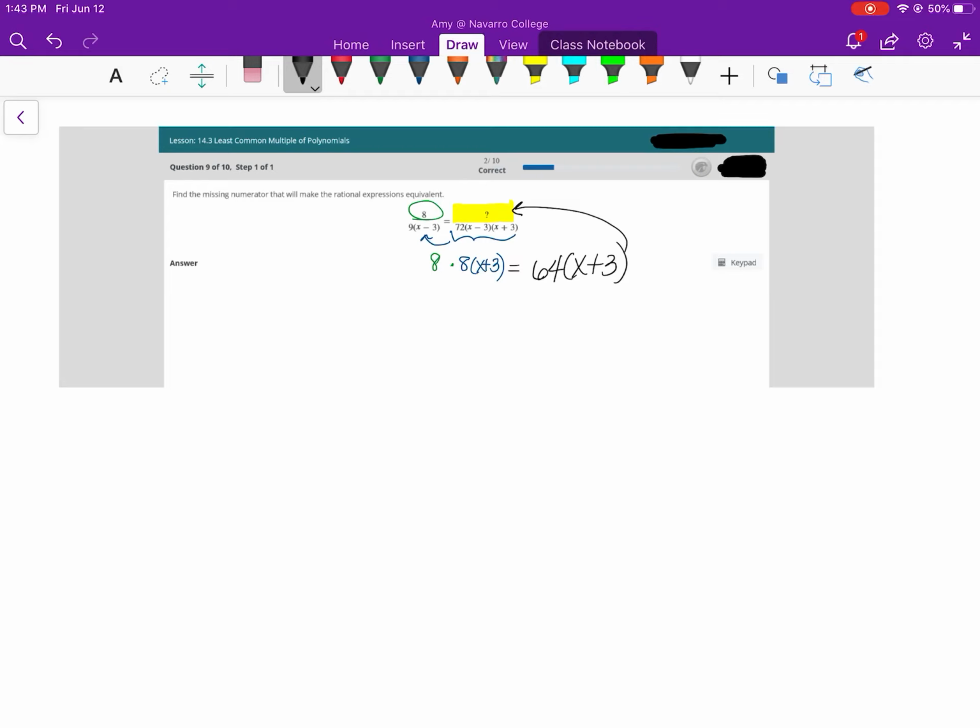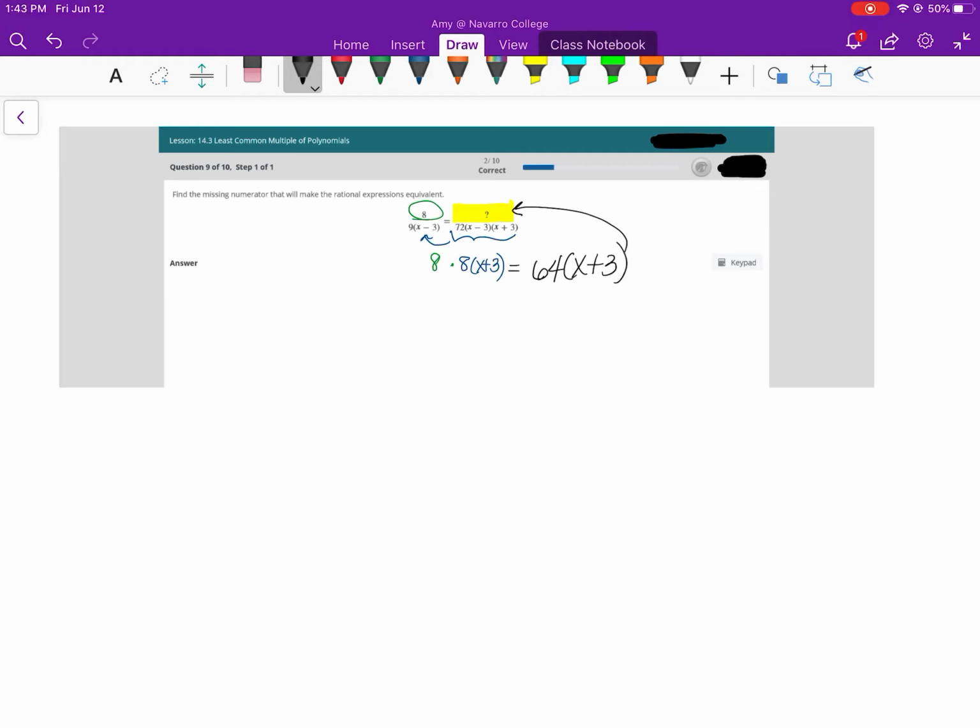So that's all we're having to do here. We're being given a fraction and we're being given the denominator of an equivalent fraction. So we just need to figure out what we are multiplying by to get this new fraction, and then we need to multiply that exact same thing in the top. You can leave it like this with the 64 times x plus 3, or you can distribute that out if you want to. Either way is correct, so it doesn't really matter.